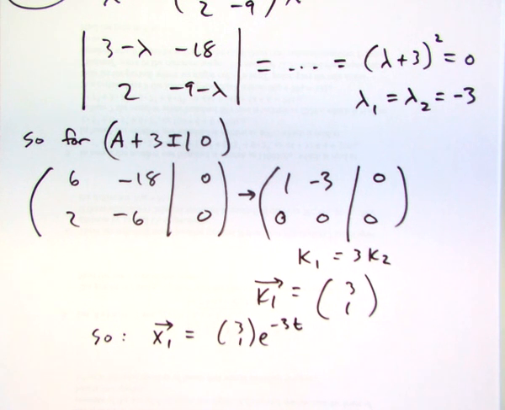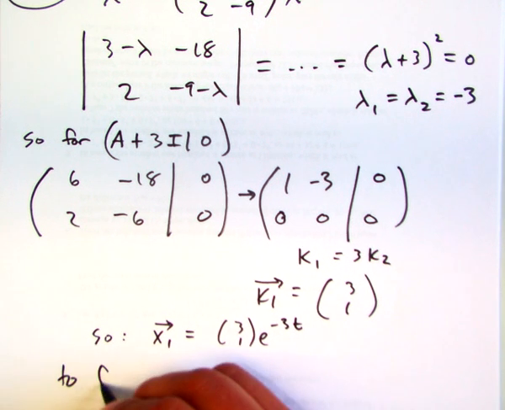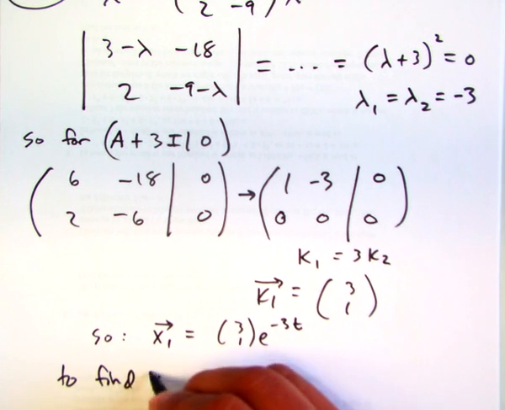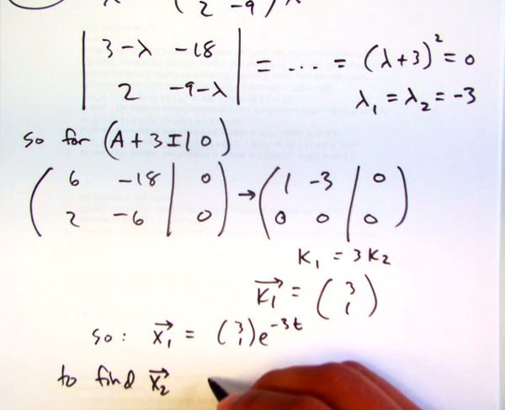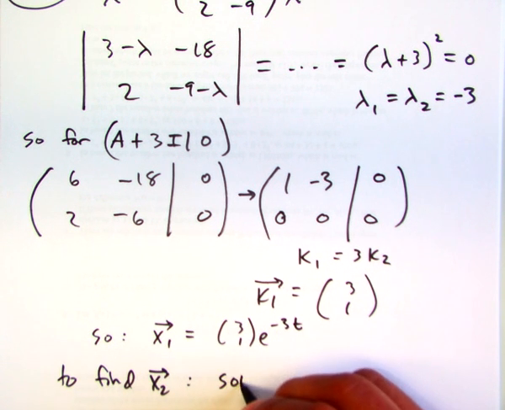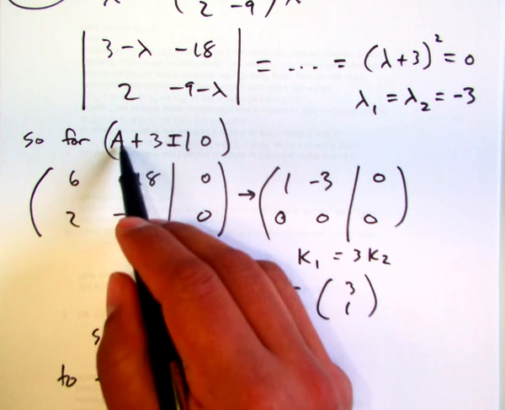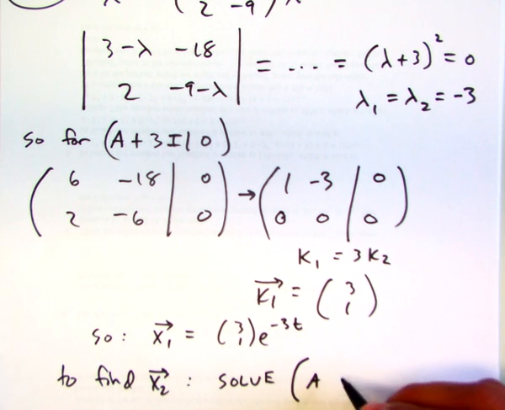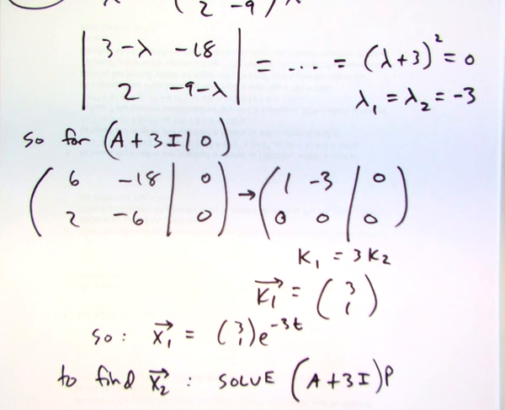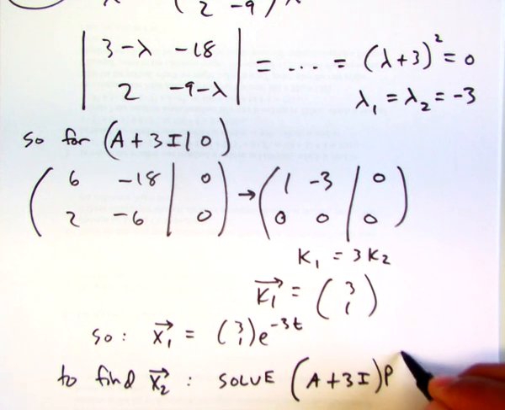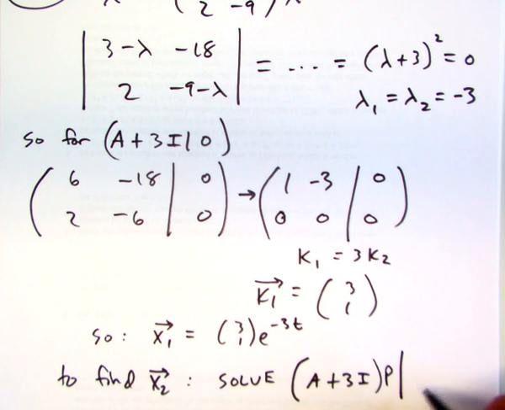So to find x2, you're going to solve the same matrix, A plus 3I, but we're going to call these new entries, instead of K1s, K2s, K3s, we're going to call them P's, so P1, P2, and so on. And we're going to augment that not with 0, but with the eigenvector that we obtained originally.